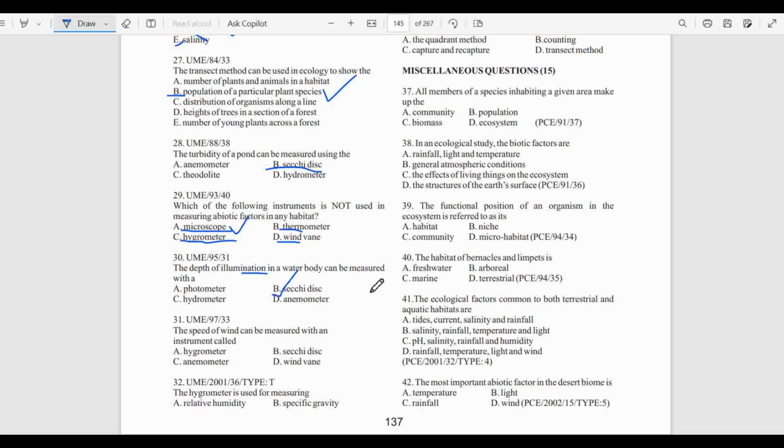So on this note, we have come to the end of topic 15 of the JAMB syllabus, which is basic ecological concepts. I'll proceed with the next topic in my next video. I hope this makes sense.